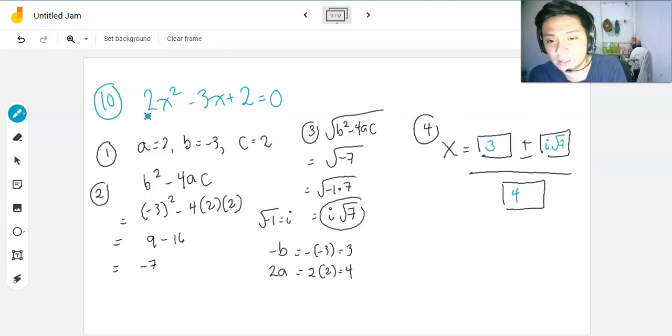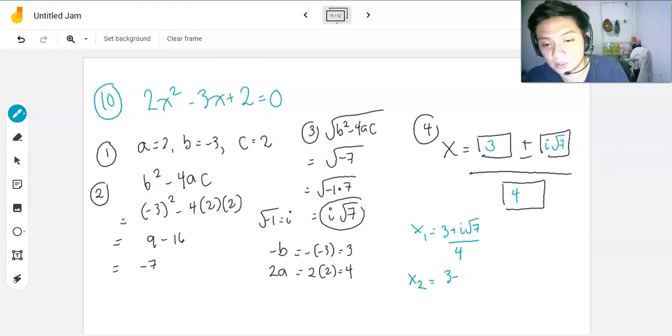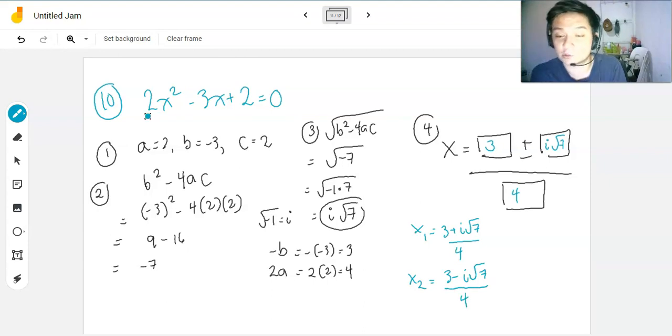Hindi na, kasi yung 3, tapos yung 1i doon, or simply i, yung 1 doon na coefficient ng i, at saka yung 4 are just divisible by 1. So, walang mangyayari kapag gano'n. So, ibig sabihin, kung isulat natin sila ng pahiwalay, so bali you have x sub 1 is 3 plus i square root of 7 all over 4. Tapos, x sub 2 is 3 minus i square root of 7 all over 4. So, these roots are imaginary. Hindi sila real.